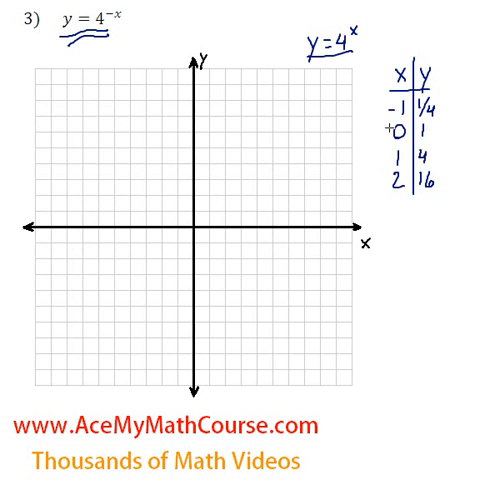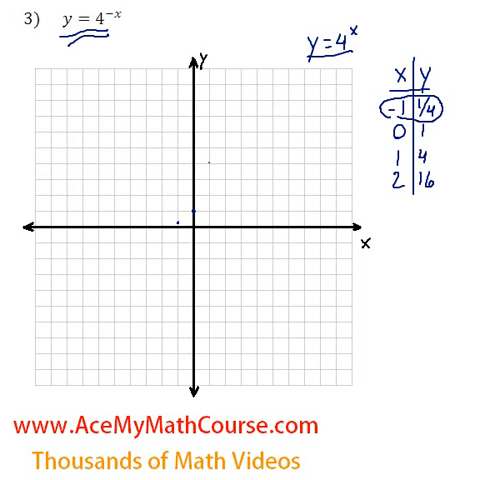So, each one of these is a point, right? Here we have negative 1 for x, a quarter for y, so somewhere around here. Then we have 0, 1 right here. Then we have 1, 4. And 2, 16 is already off the charts.